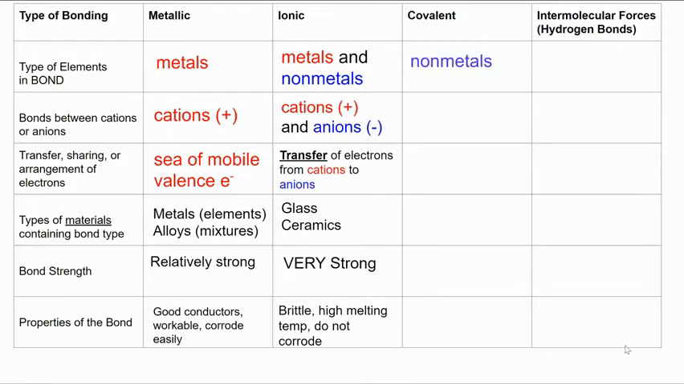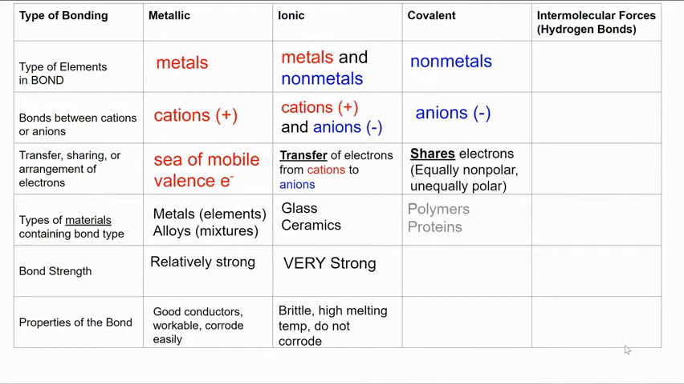Covalent bonds are formed between nonmetals only. That means that it's anions. And because they have very similar electronegativities, the electrons are not transferred, they're shared. If they're shared equally, it's nonpolar. Unequally, it's a polar covalent bond. This occurs in polymers and proteins, and the bond strength is very strong. But covalently bonded substances are insulators. They don't corrode.